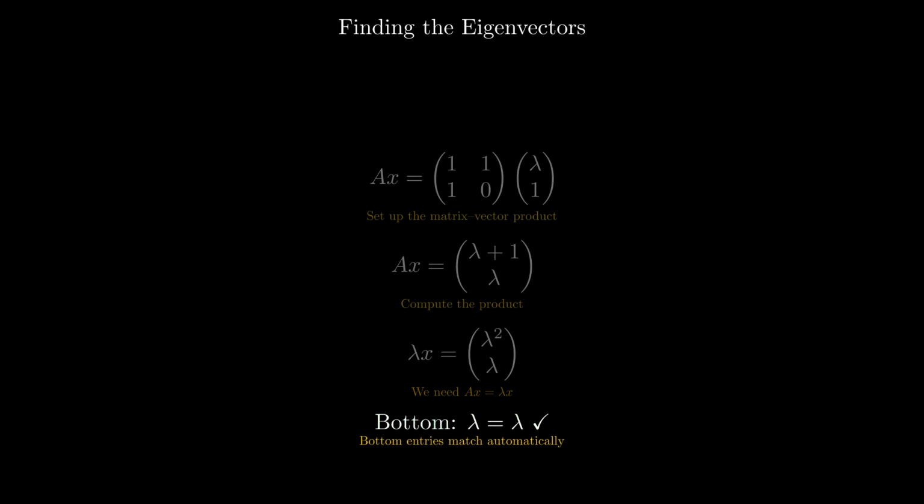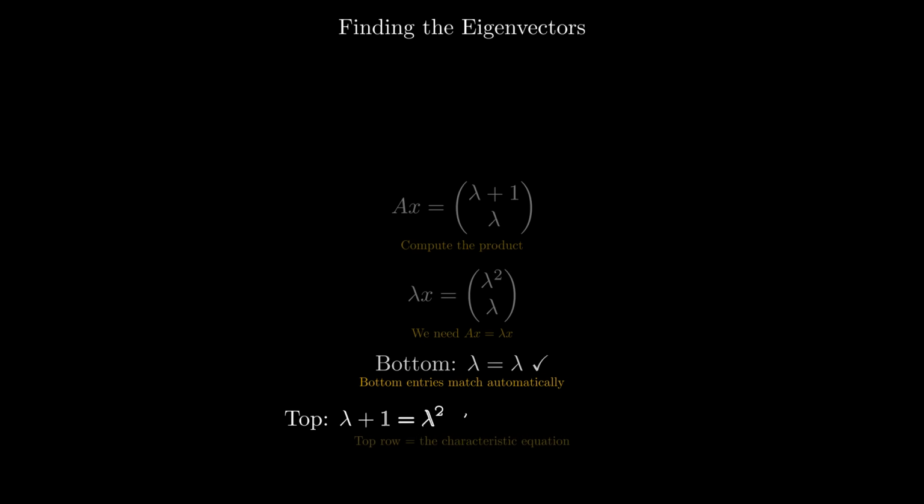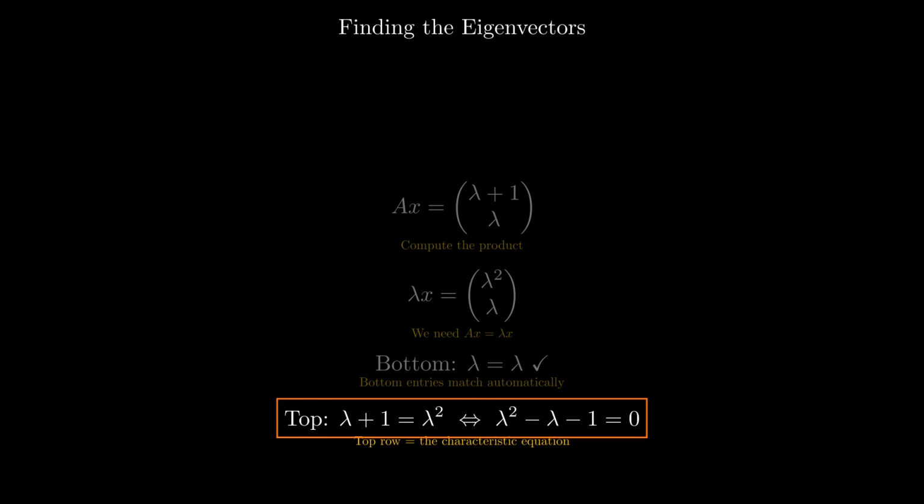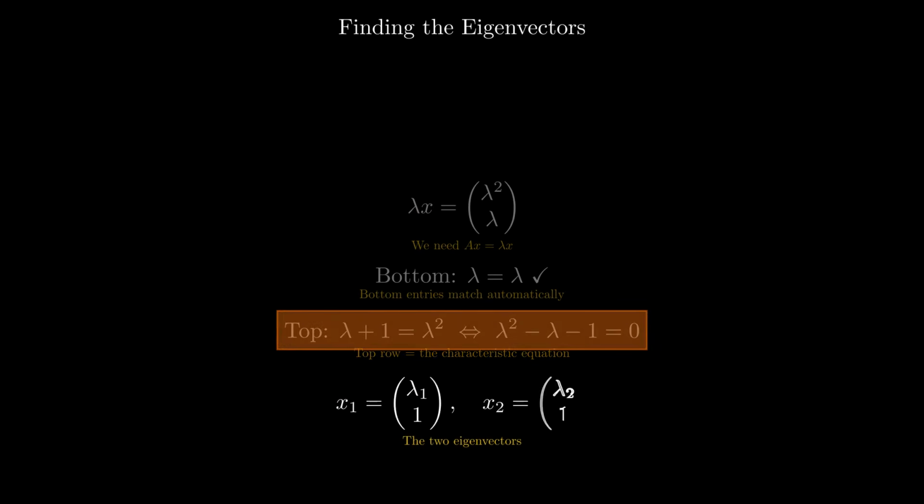The bottom entries match automatically. That's a freebie. For the top entries to match, we need lambda plus 1 equals lambda squared. But that's exactly our characteristic equation, just rearranged. So the guess works for both eigenvalues. And therefore, x1 is the vector lambda 1, 1, and x2 is the vector lambda 2, 1. Both eigenvectors drop right out of the very same equation that gave us the eigenvalues.